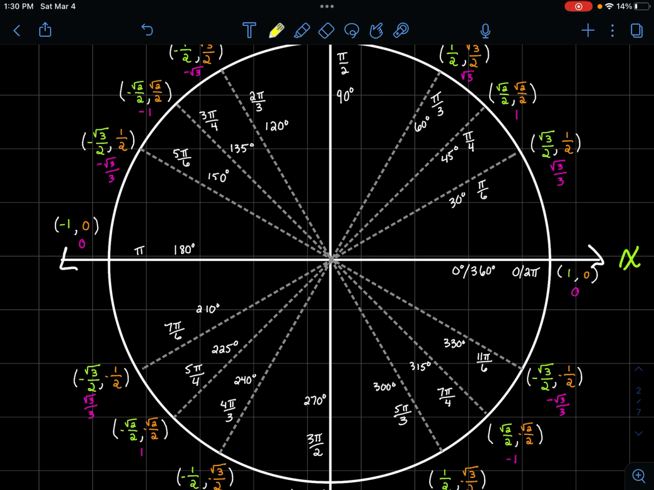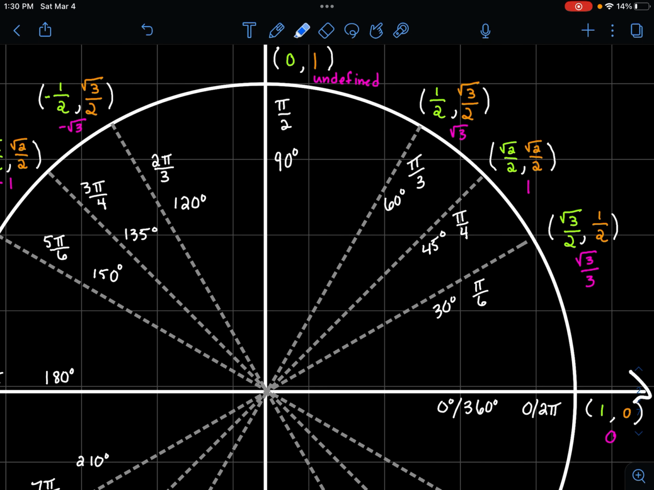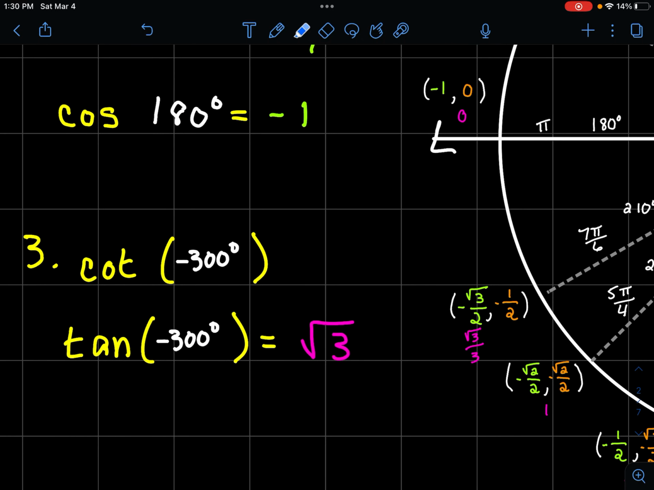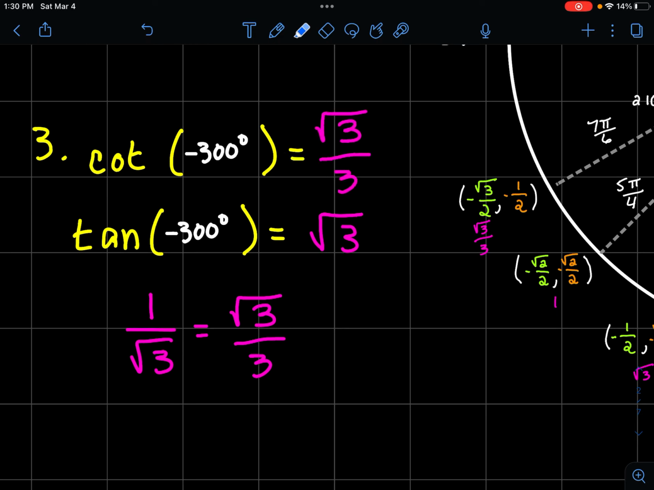What is that tangent value at that particular angle measure? Well, I wrote my tangents in pink. I got root 3. So I know, for now, the tangent at -300 degrees is root 3. The cotangent is the reciprocal of that. So I have to flip my fraction, rationalize it to give us root 3 over 3. So the true value for cotangent of negative 300 degrees is root 3 over 3.